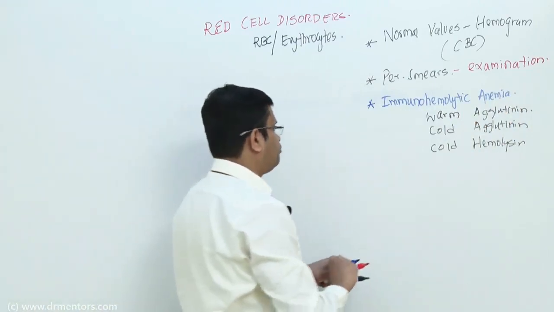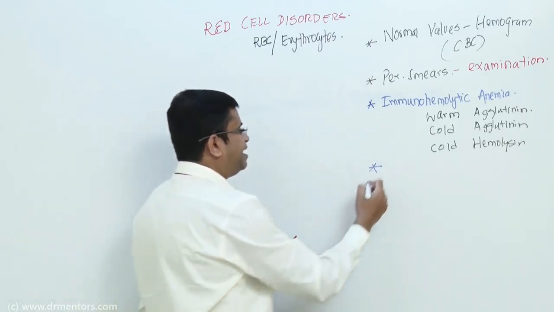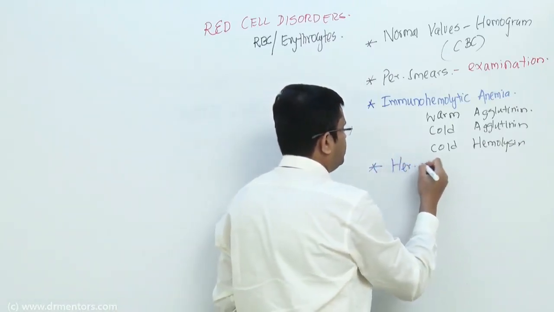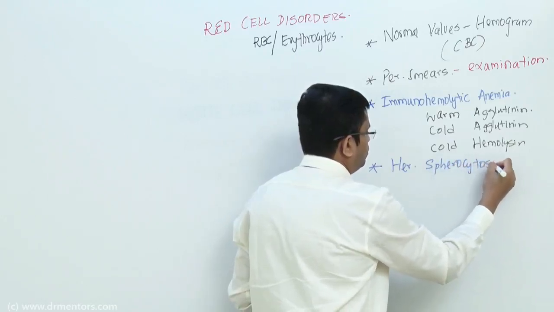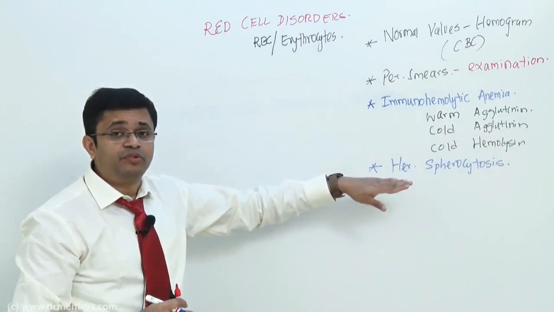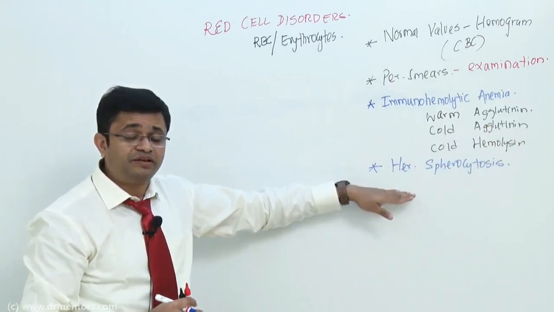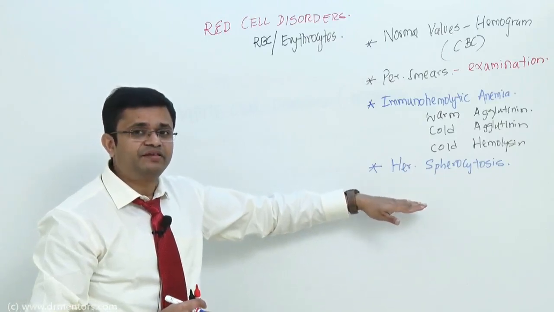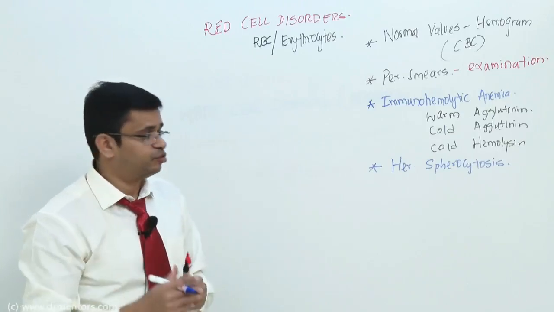Now what are the other things we are going to learn? Here we'll be mainly focusing on hereditary spherocytosis. That's a very important topic for the exam. We should be familiar with the basic pathogenesis, the tests done in spherocytosis, and the usual findings in hereditary spherocytosis. That's something they ask you in the exam.